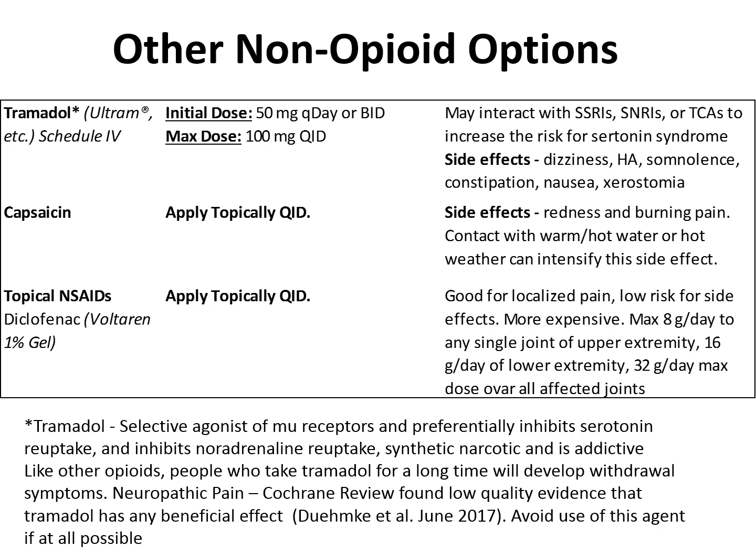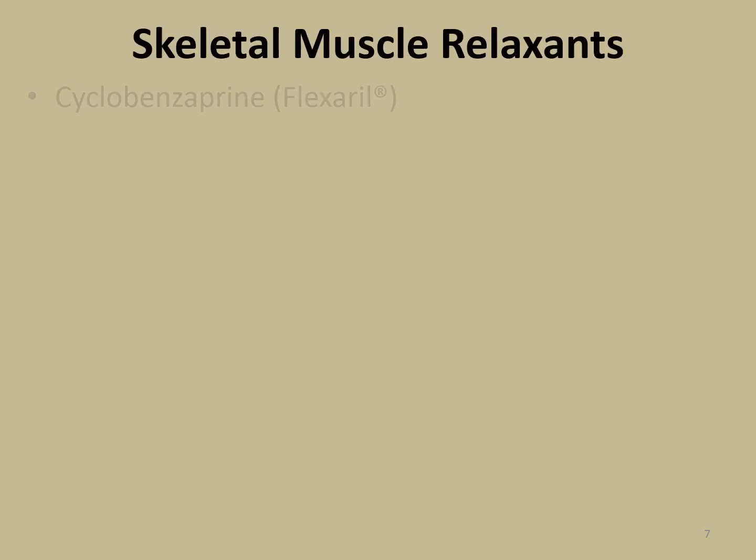Topical non-steroidal anti-inflammatory drugs include diclofenac. This comes as Voltaren 1% gel, but some compound pharmacies also make up different combinations of topical pain treatments, so don't rule that out as a possibility. It's good for localized pain, again, low risk for side effects, can be expensive though. I've given you the dosage range for a single joint of the upper extremity, lower extremity, or a max dose if used over all affected joints.